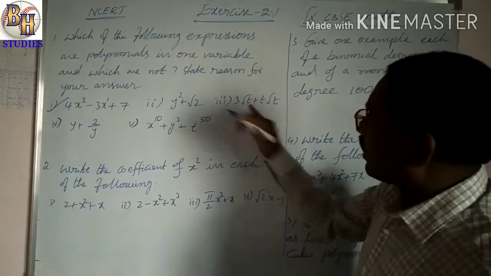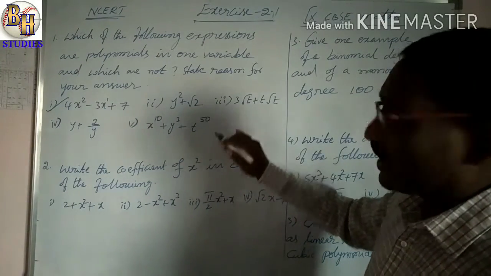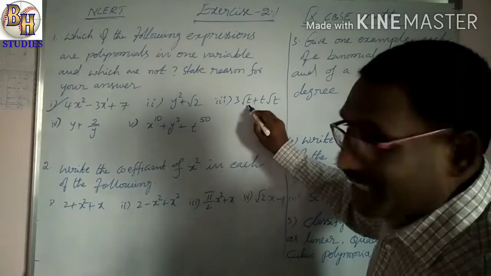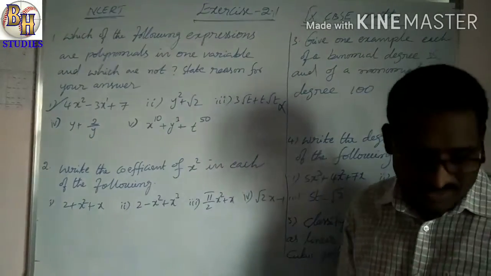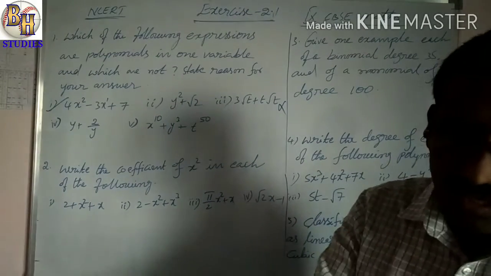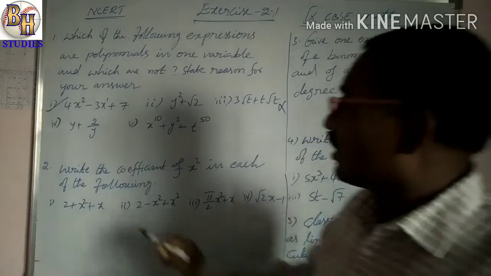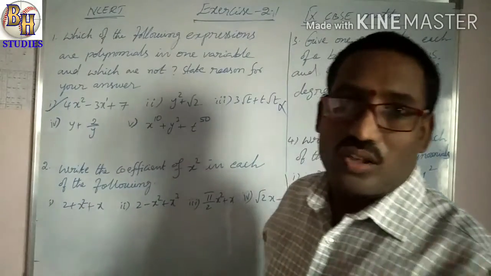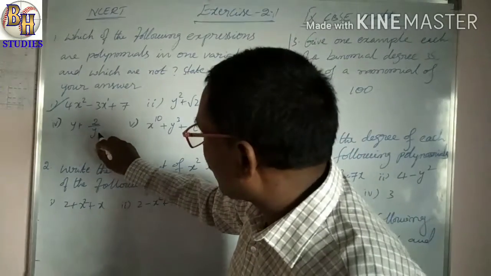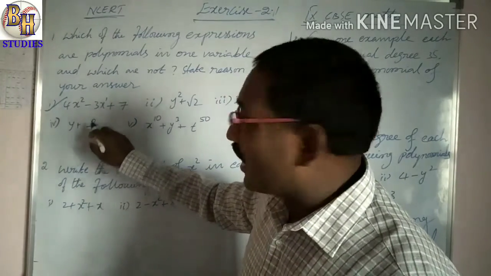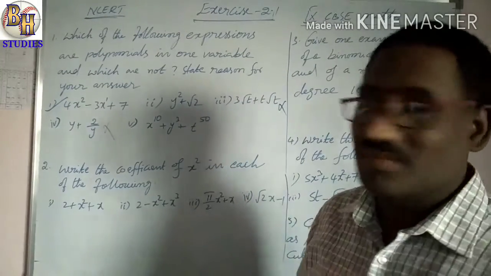What about the third question? 3 root t plus 3 root t. Here root t is under root. That's why it is not polynomial. Any variable under the root is not a polynomial. What about the fourth one? Fourth one also not polynomial. Why? Because the variable is in the denominator. That's why it is not polynomial.